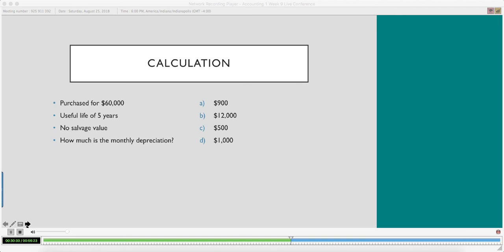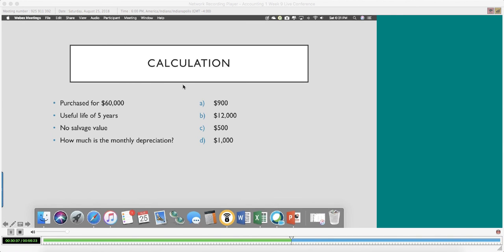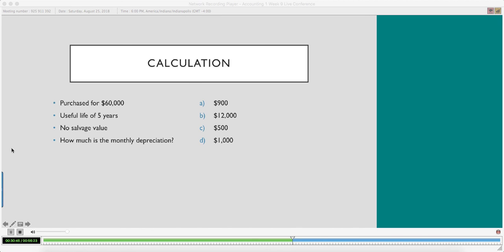So, how much would the depreciation be per month? If we purchased it for 60,000, we're using it for 5 years and there's no salvage value. If you don't have a calculator handy, how would you go about calculating that amount?